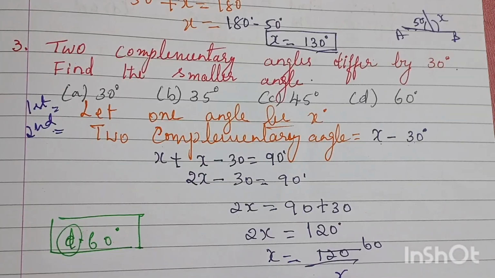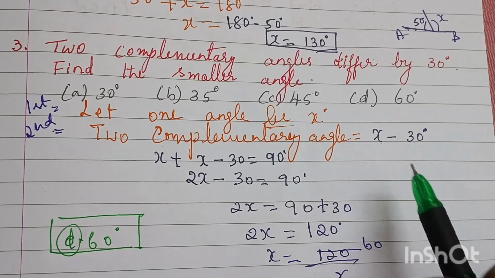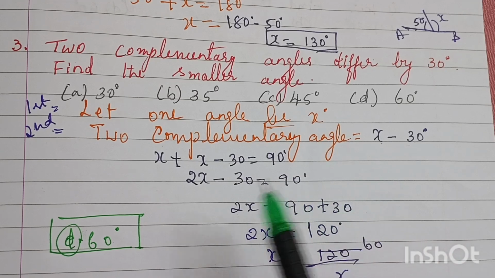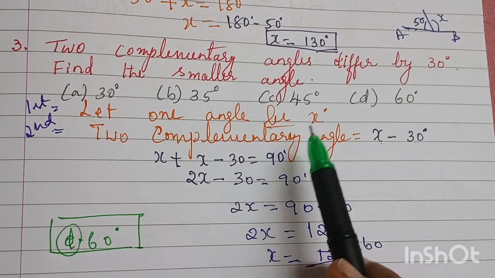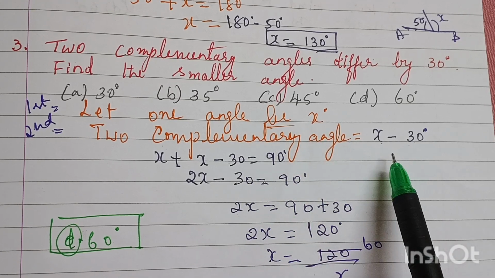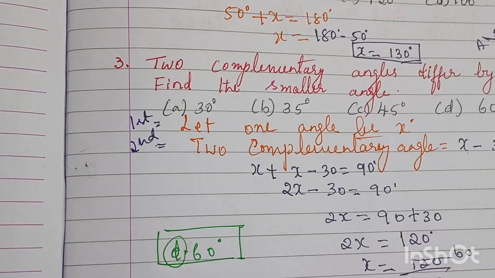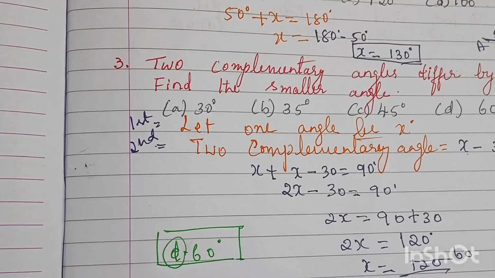The value is 60 degree. For example, X minus 30, 60 minus 30 is 30 only. The first angle X is 60 degree and the second angle is 30 degree because 60 minus 30 is 30. Here we can write 30 plus X equals 90 also.